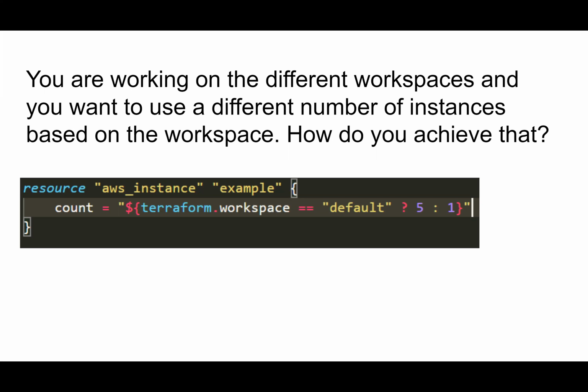So let's say you're working on different workspaces and you want to use a different number of instances based on the workspace. How can you achieve that? Well, you just specify the workspace, and then we can use a ternary operator. And if it's equal to default, we can set it to one number, otherwise set it to another. So what this expression will do is it will create 5 AWS instances if the workspace is default, otherwise it will create 1.